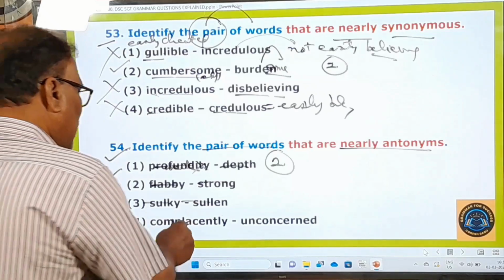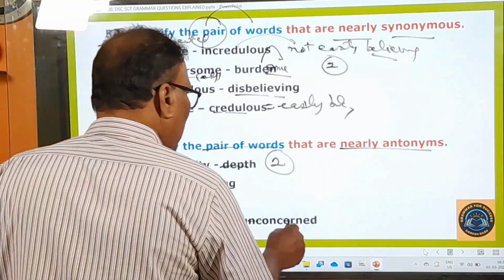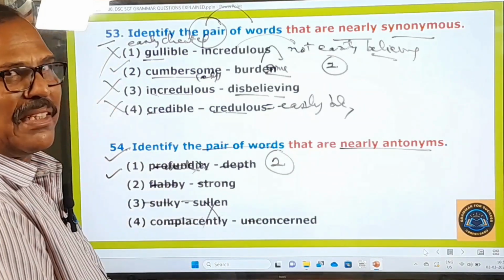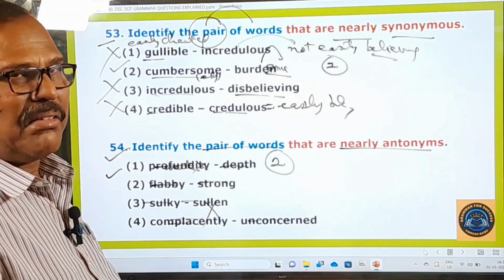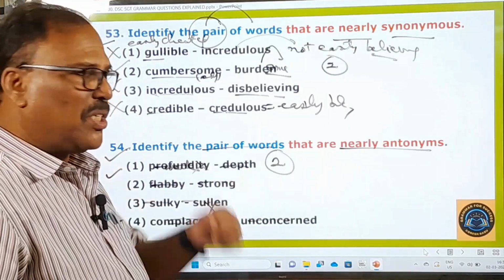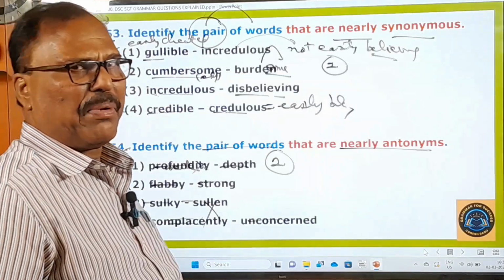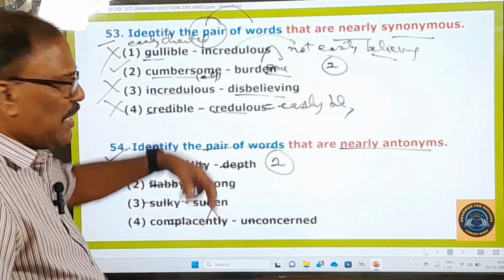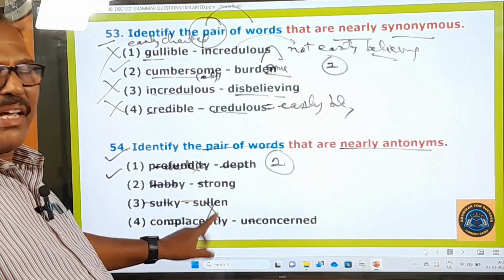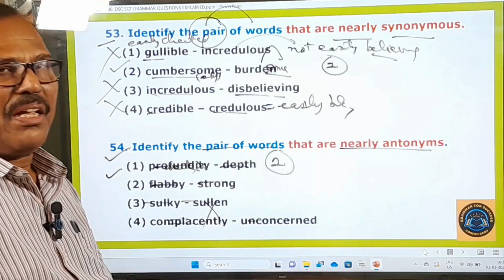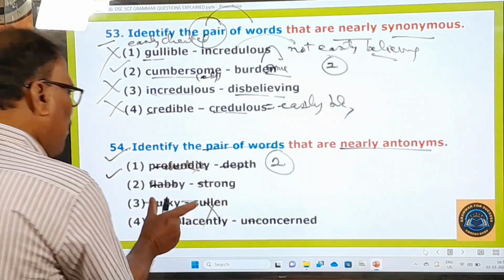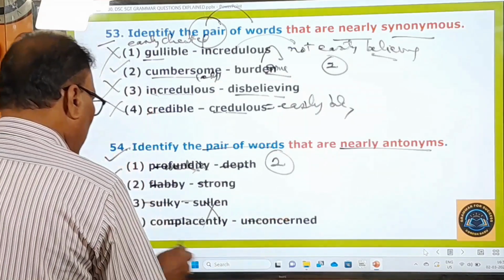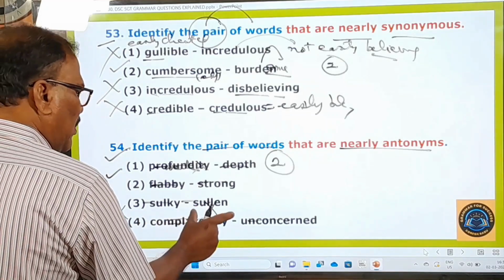And here complacent, self-satisfied. Unconcerned also means self-satisfied. Complacently, it should not be like this. Paper setters should be of standard worth, they should be of good worth. I am not finding fault with the paper setters, but they should give the right one. Complacent, adjective. Unconcerned, adjective. But complacently, adverb. Why give that word, only to confuse the students? That's not meaningful at all. So complacent means self-satisfied. Unconcerned also means self-satisfied. So this is also not antonyms.